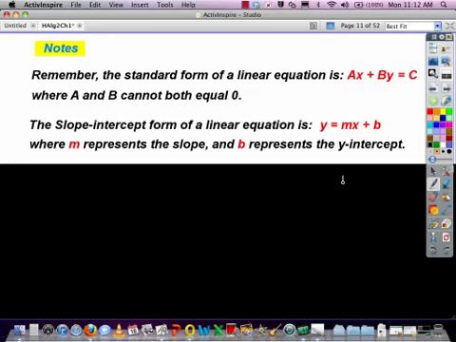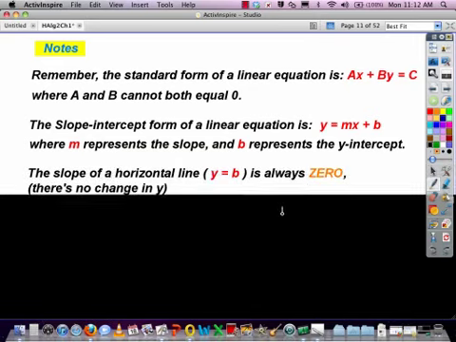Slope-intercept form of a linear equation is y equals mx plus b, where m represents the slope and b represents the y-intercept, again, used often in Algebra 1.